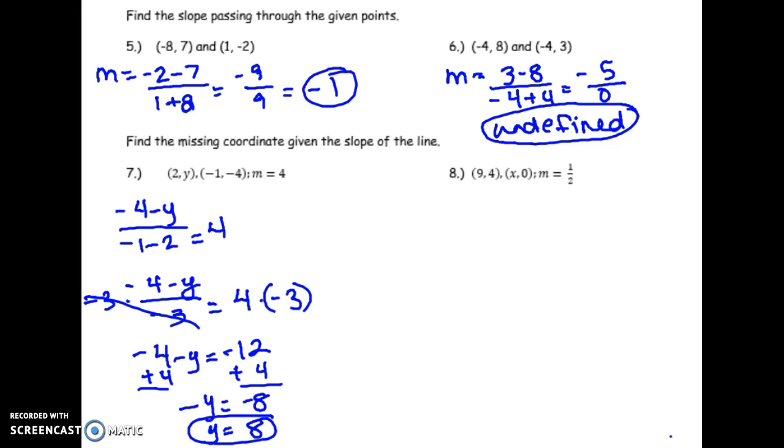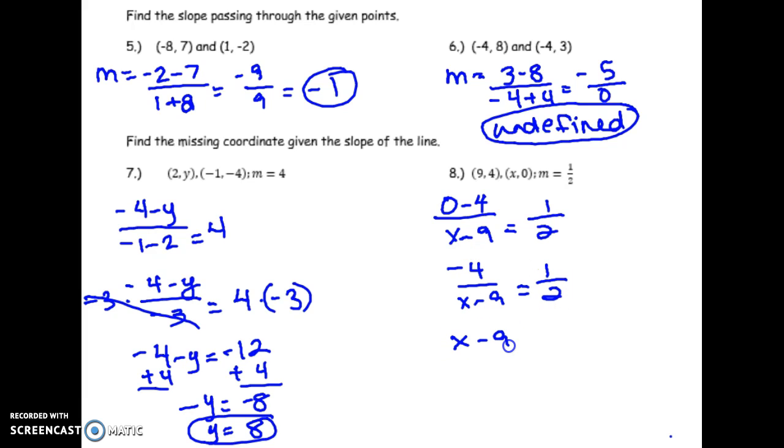Okay, so number 8, slope is 1/2. So if I do my change in y, 0 minus 4 divided by x minus 9 needs to be equal to 1/2. -4 divided by x minus 9 is equal to 1/2. In this case, I'm going to do my cross products. So x minus 9 is going to be equal to -4 times 2. All right, x minus 9 is equal to -8. And when I add 9 to both sides, I end up with x is equal to 1.